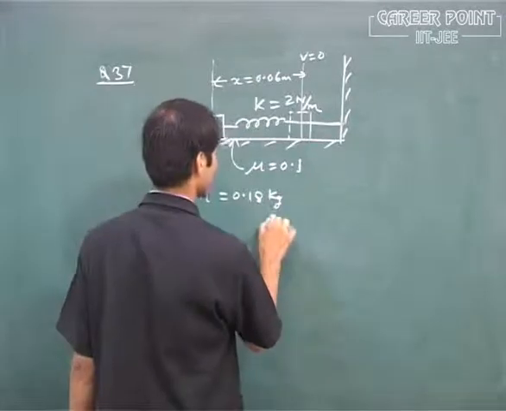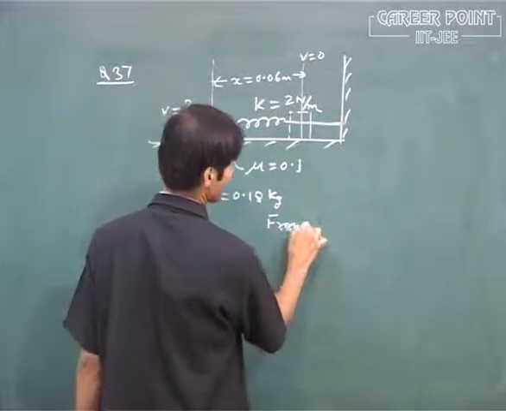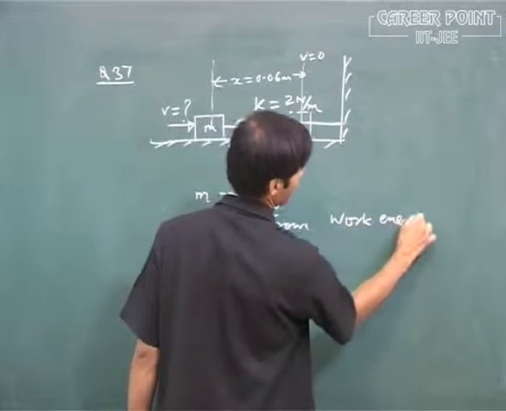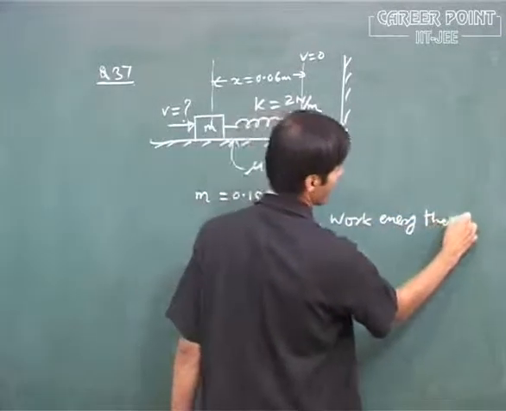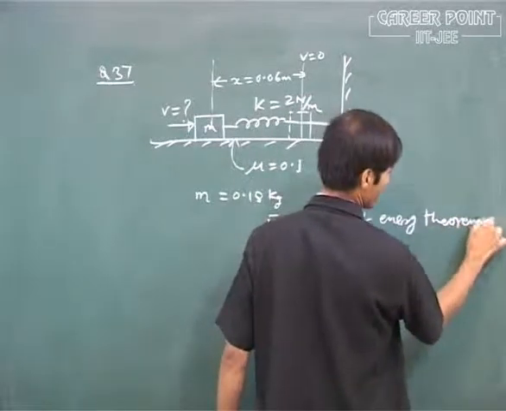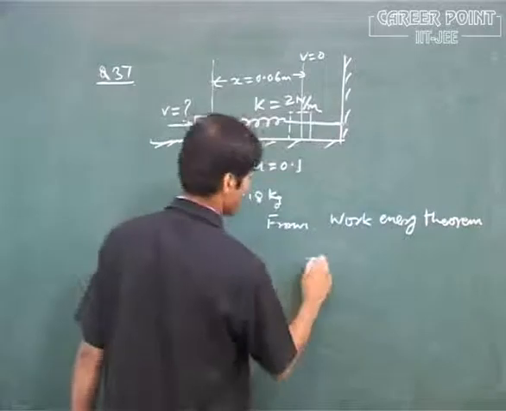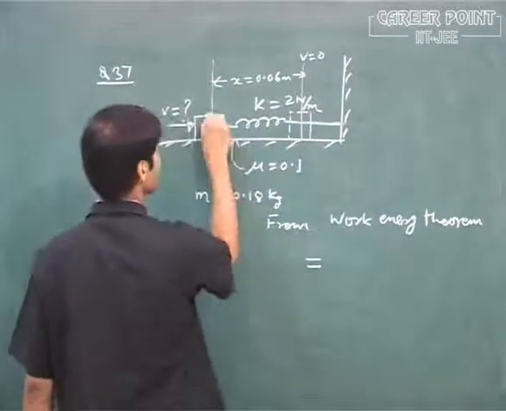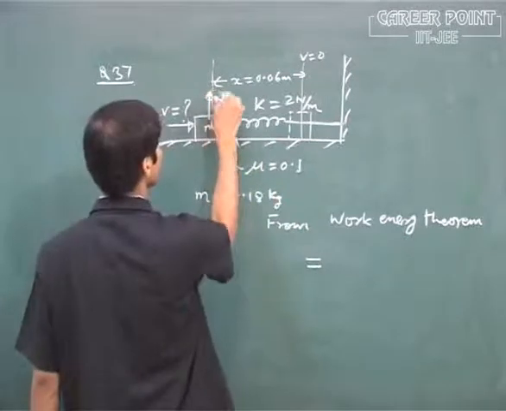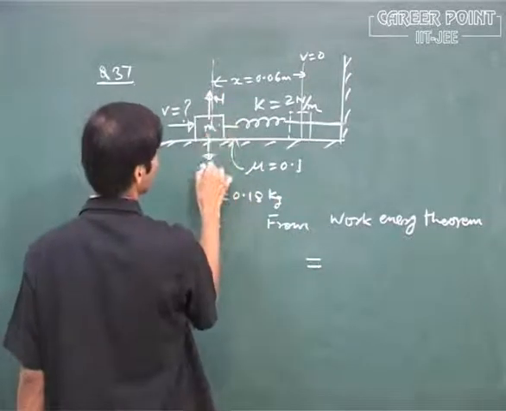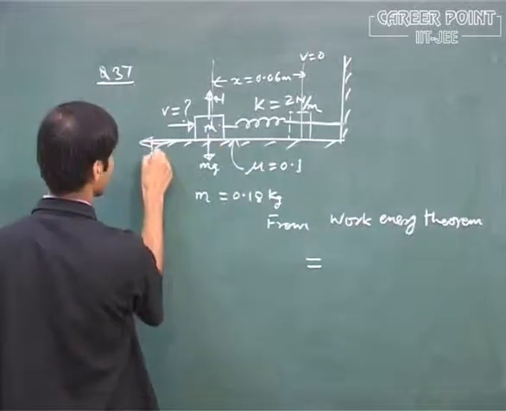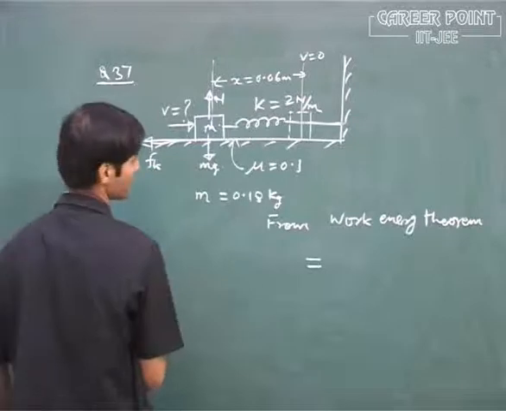We know the work energy theorem. From work energy theorem, work done by all the forces is change in kinetic energy. So work done by normal reaction will be 0, work done by mg will be 0, then work done by friction will be negative because it is acting leftward.